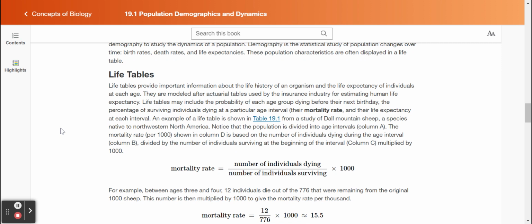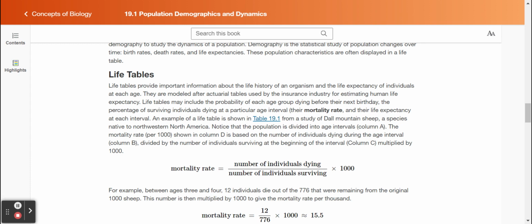Life tables. Life tables provide important information about the life history of an organism and the life expectancy of individuals at each age. They are modeled after actuarial tables used by the insurance industry for estimating human life expectancy. Life tables may include the probability of each age group dying before their next birthday, the percentage of surviving individuals dying at a particular age interval, their mortality rate, and their life expectancy at each interval.